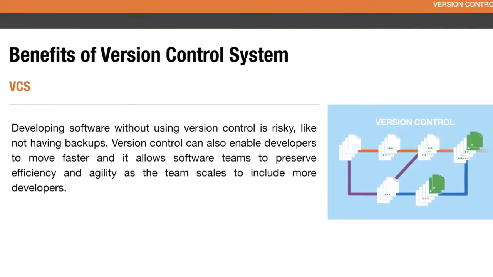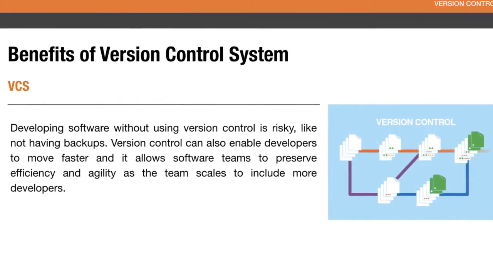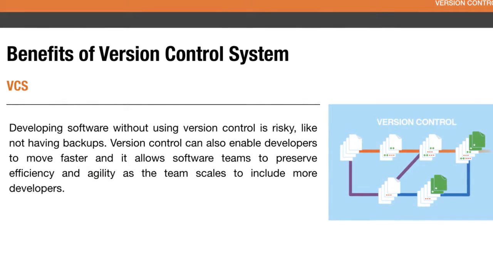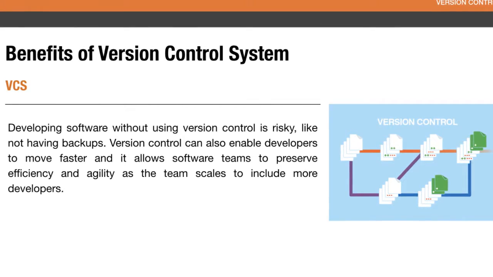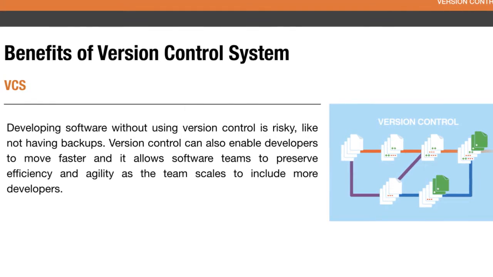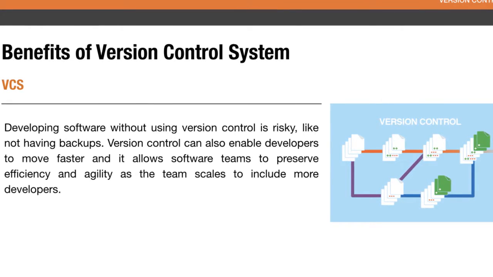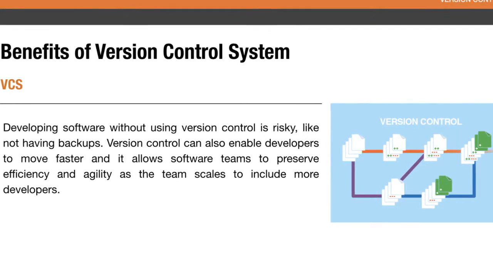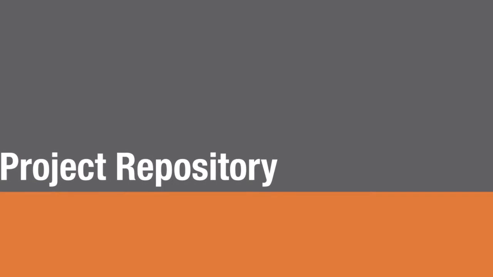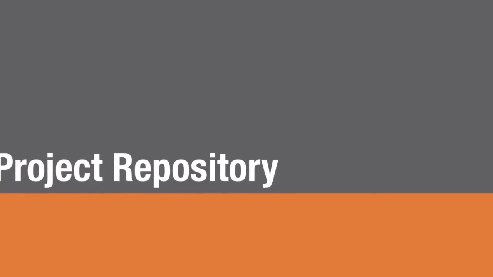Developing software without using version control is risky, like not having backups. Version control can also enable developers to move faster, and it allows software teams to preserve efficiency and agility as the team scales to include more developers. For my project, I have used GitHub as version control system to build my own repository.